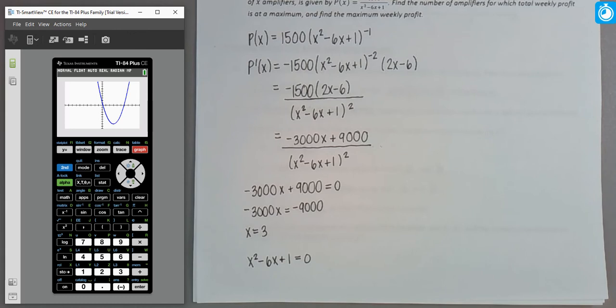Okay. So in this case, we have two locations where this function could be 0. Okay?